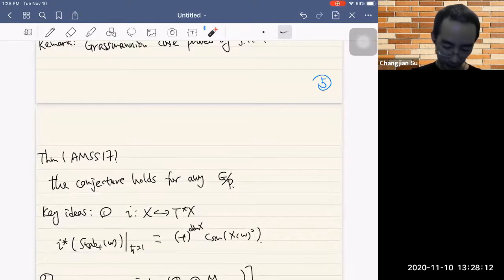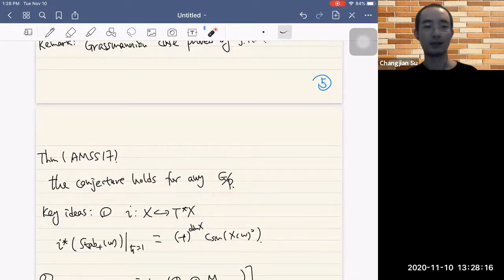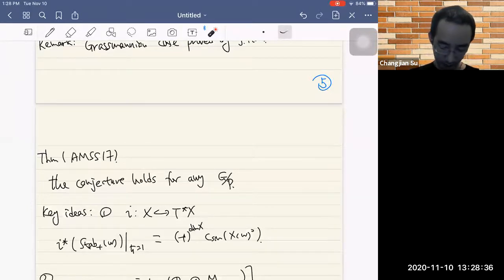So later we proved that this conjecture holds for any G/P, where P is a parabolic subgroup, so for any partial flag varieties. But we can only prove this in the non-equivariant cohomology case. We cannot prove this in the equivariant cohomology case. So the idea is the following. Here the stable basis usually plays a very important role. So the first step is as follows.